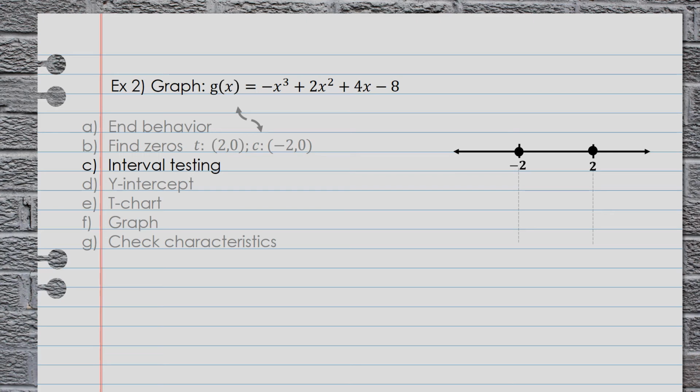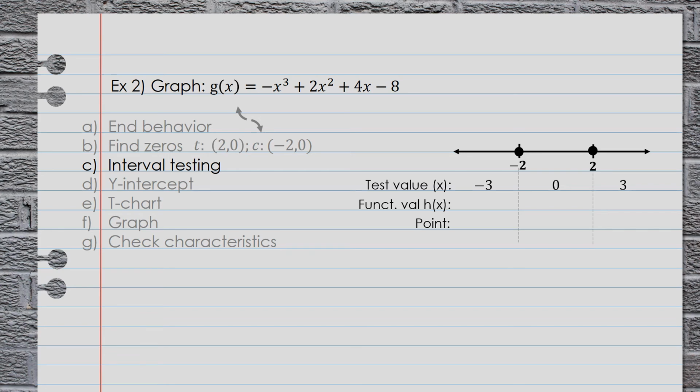Now in this case, I have 3 sections, and so I choose a number that is to the left of negative 2, probably thinking of negative 3. Next, I choose a value between negative 2 and 2, which may be 0. To the right of 2, we choose a value of 3. And so since we have chosen our test values, or x values, it's now time to find the corresponding y value. Go ahead and take the time now to find the corresponding y values for each of those regions.